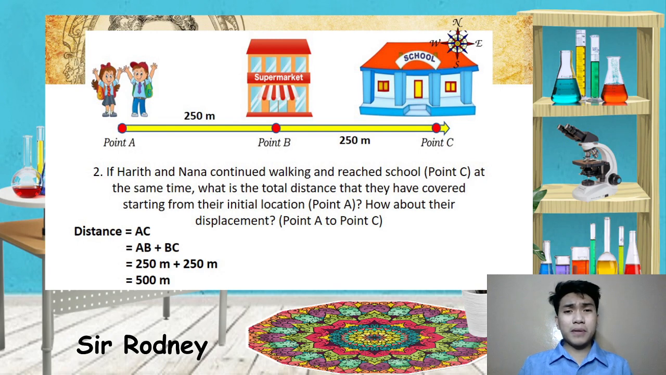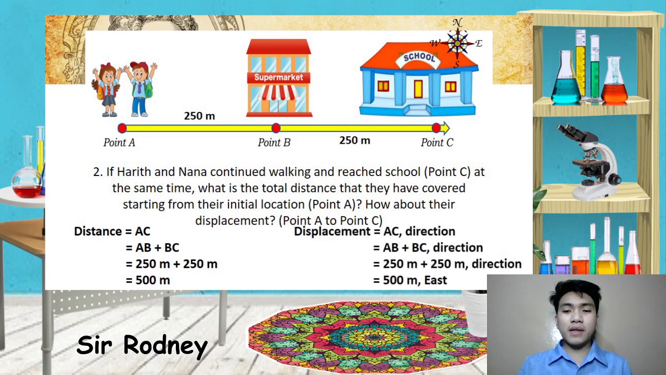How about their displacement? Again, displacement is just the same as the distance, but remember that displacement always has a direction. So our displacement will be 500 meters east.